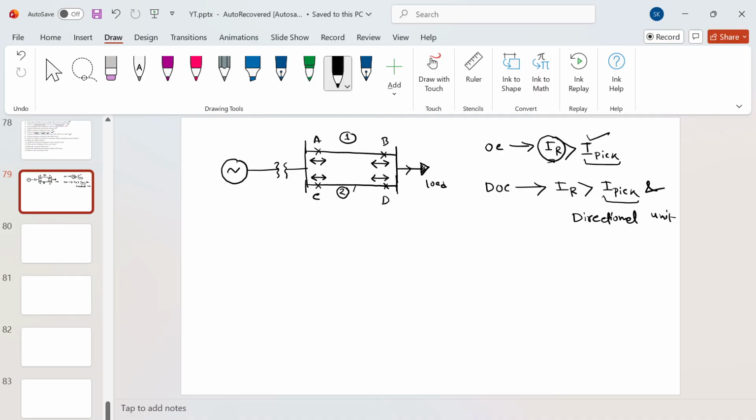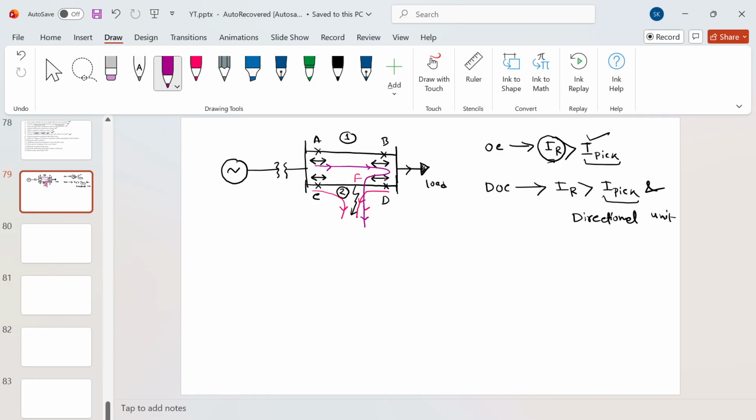Now let's say a fault has occurred here. The current will start flowing through this fault point. This is my fault point, and the current will flow like this. For this other line also, some part of the current will come like this. So this is how your current will flow.